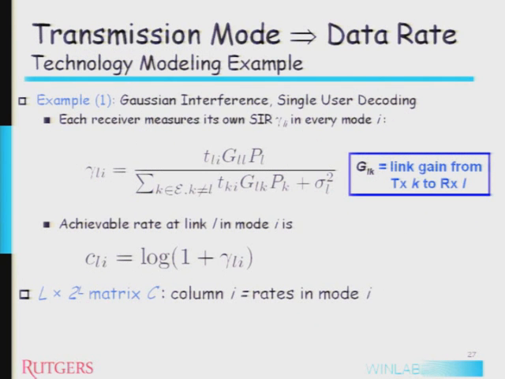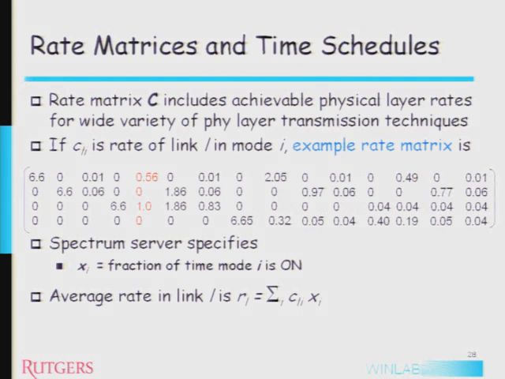And based on this, from the transmission mode we can go to a data rate matrix. For example, consider a Gaussian interference, single-user decoding physical layer strategy, where each receiver measures its own SINR in every mode, and this is the SINR given by that. This is the binary symbol transmission mode matrix. From here we can find an achievable rate matrix for the whole system, an L by 2 to the L matrix of rates. Here is an example where we construct the whole rate matrix.